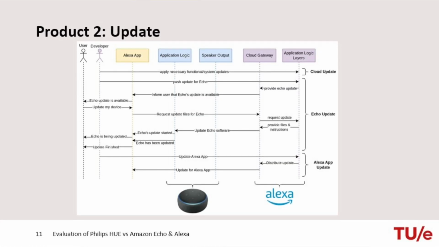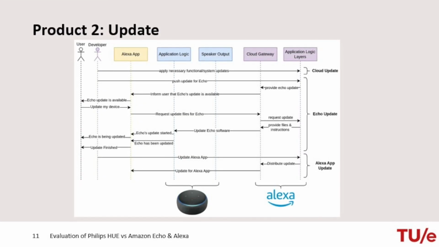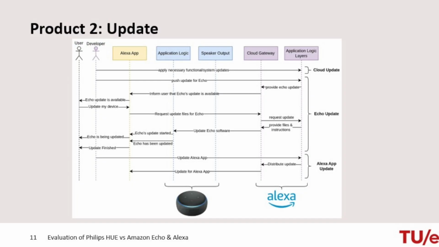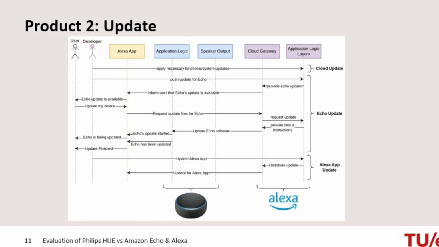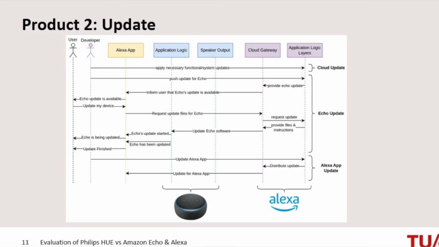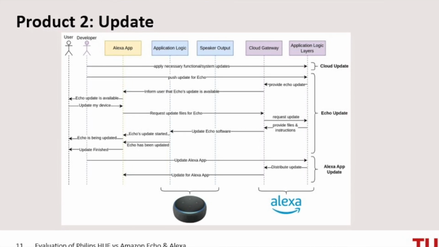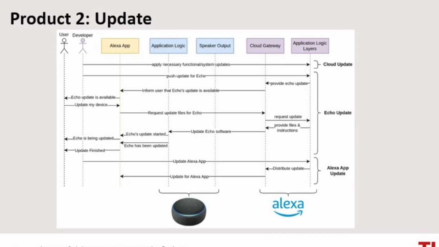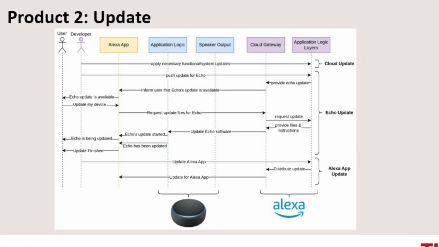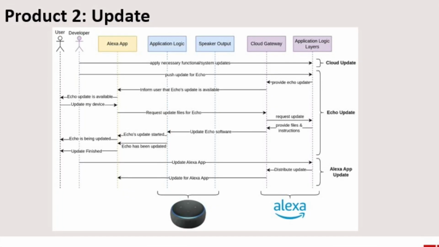For example, the sequence diagram illustrates 3 cases when the developer wants to update 3 different parts of the system, and the main difference is how the system distributes the updates to the target of the update, and whether the user needs to confirm or initialize the update because some parts of the application may become unavailable at that moment, or Echo, for example, can be offline.